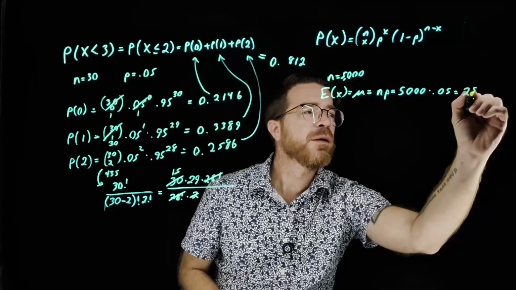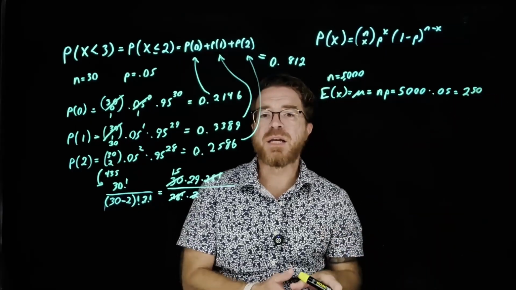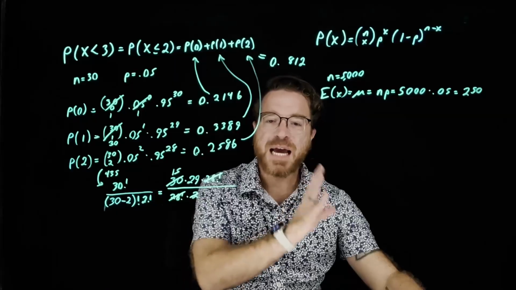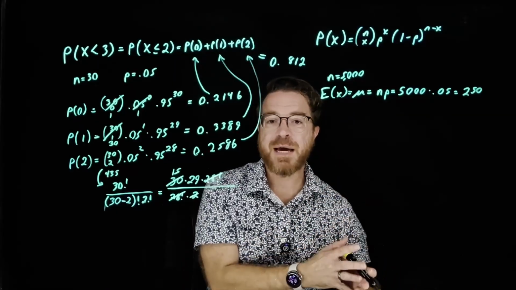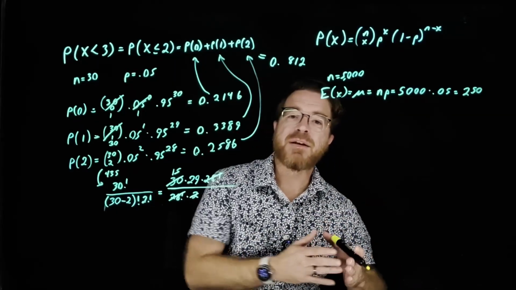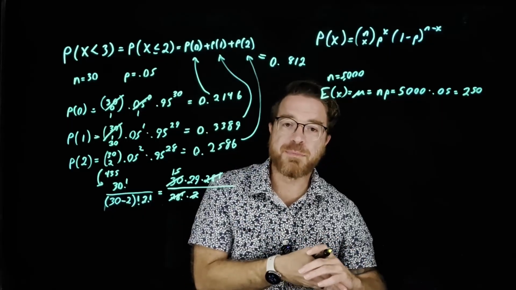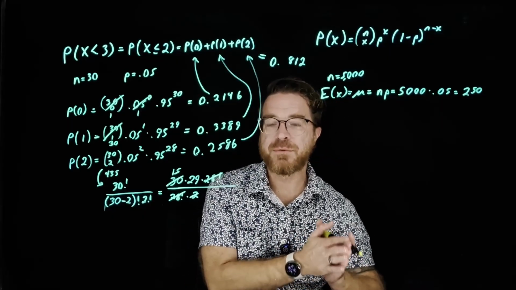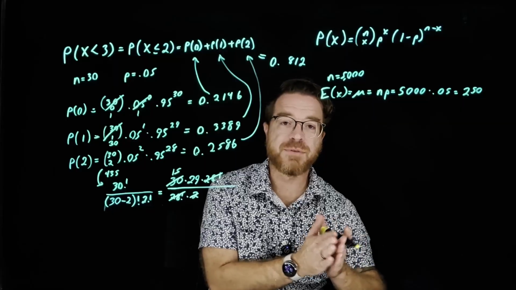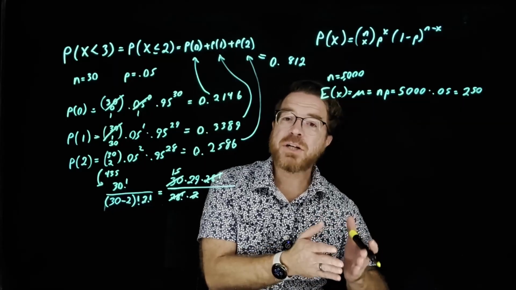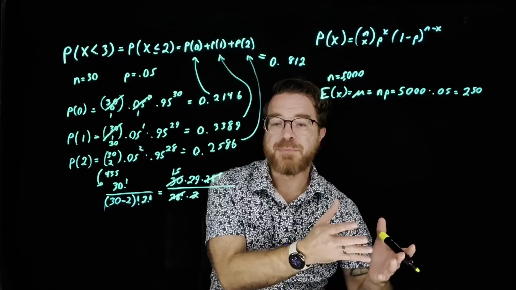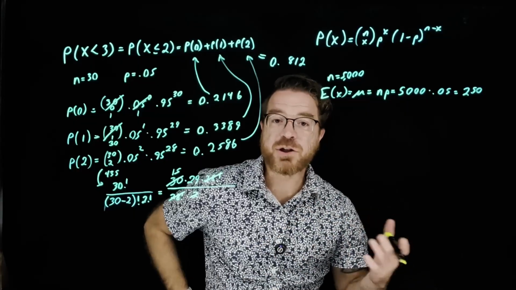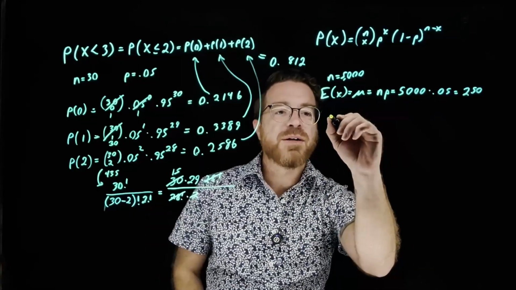250. Now this doesn't mean that if you were to accept a shipment of 5,000, you would have 250 defective batteries. This is the average, meaning that if I were to repeatedly accept these shipments of 5,000 batteries with a 5% chance of having a defective battery, then on average, I would expect 250 defective batteries. Now let's see how much this actually varies. So what we're going to do now is find our standard deviation.